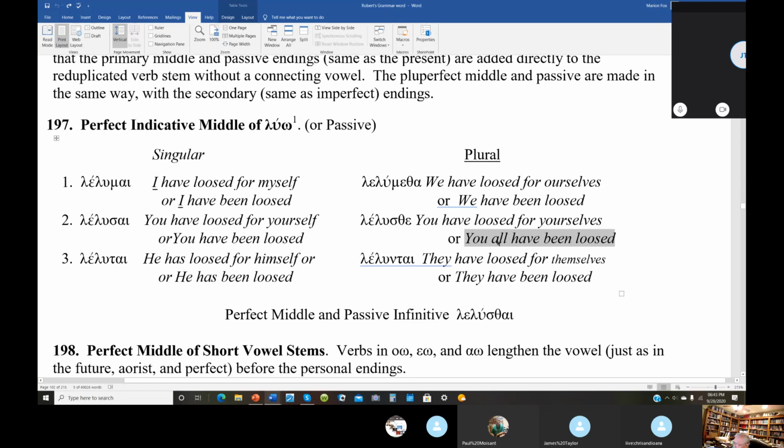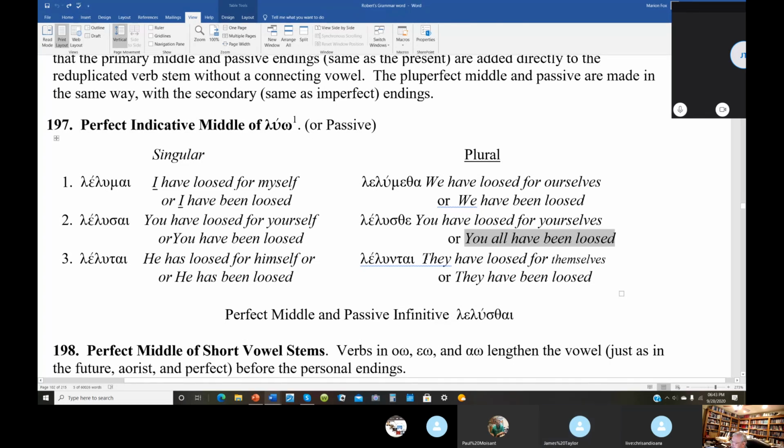Now, let's see. James, you're not from the South, so you don't know about you all. In the South, you all is singular. All y'all is plural. Y'all is singular. Okay. Got it. Okay.